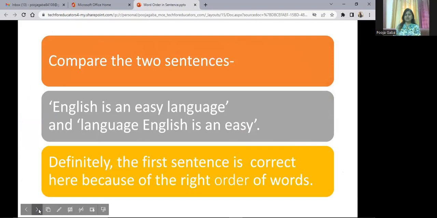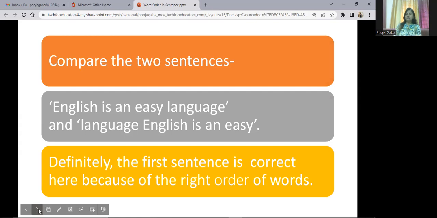See these two sentences. English is an easy language, and language English is an easy. Now, in both of these sentences, the words are the same but not kept in the same order. In the first sentence, English is the subject, which is placed in the beginning. Is is the verb, and then an easy language can be taken like an object. But in the second sentence, we have not kept these words in that order. And that's why it doesn't make any sense.